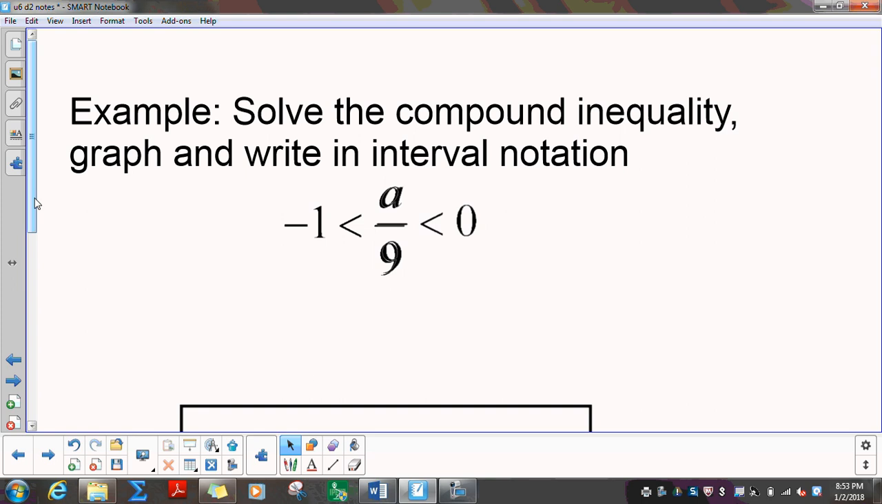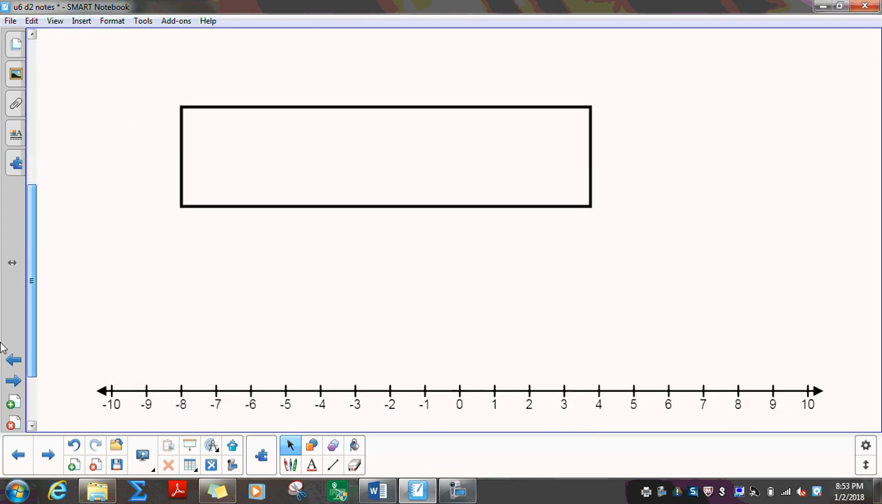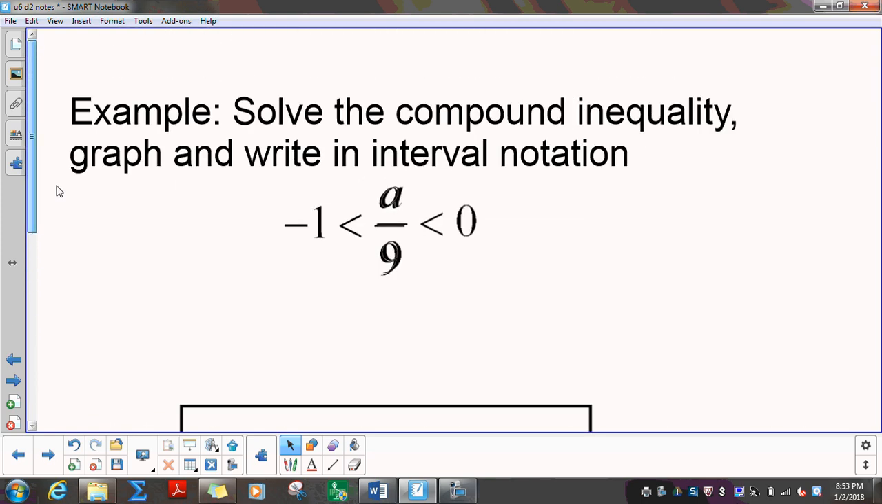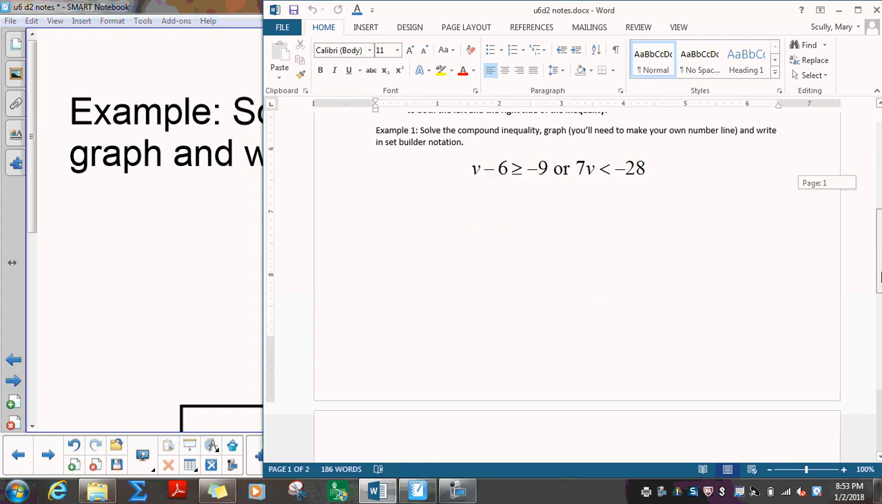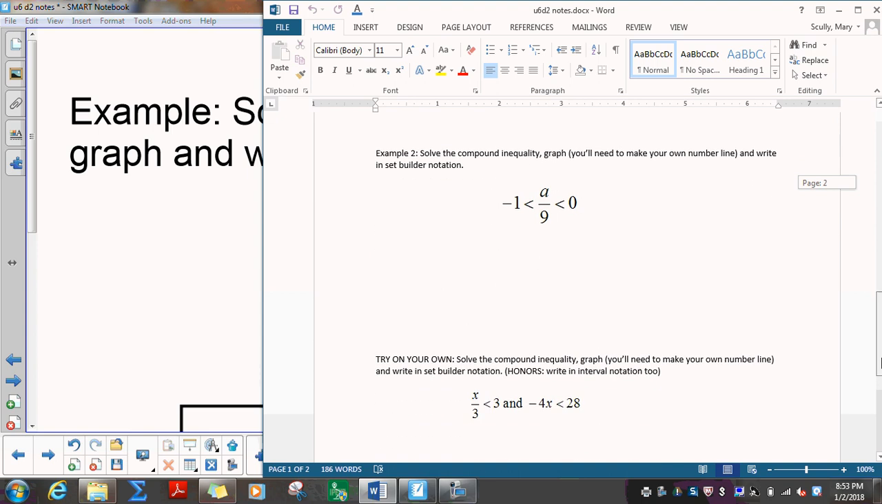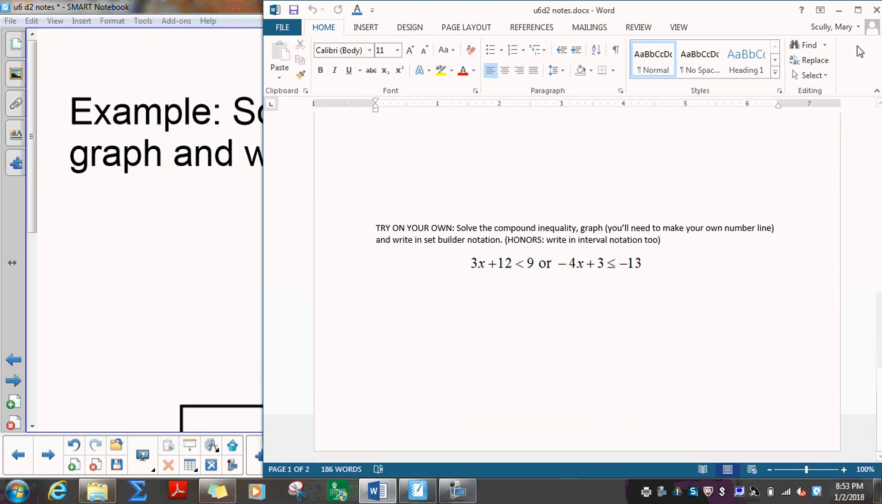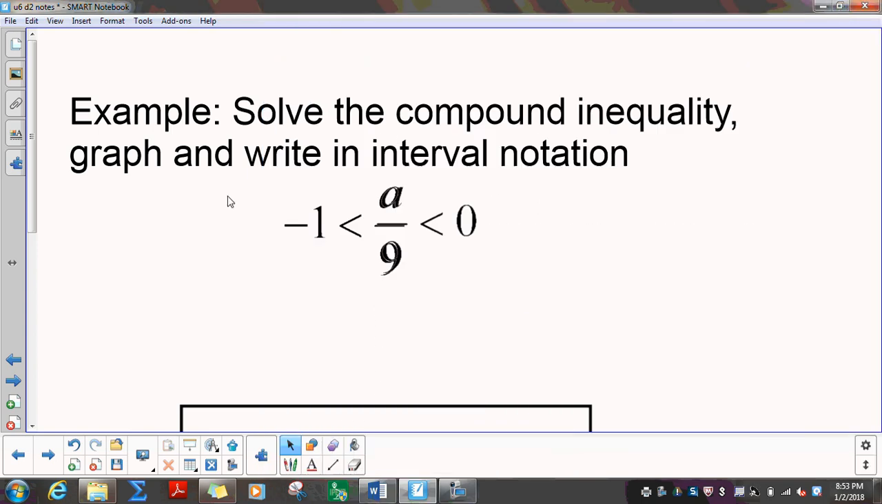So here is an example of the other kind. Again, I'm just checking your notes to make sure it's the same thing, because I get a little confused sometimes. Yep, we're good. There's your try on your own. Put them at the end. That's why I'm a little confused.